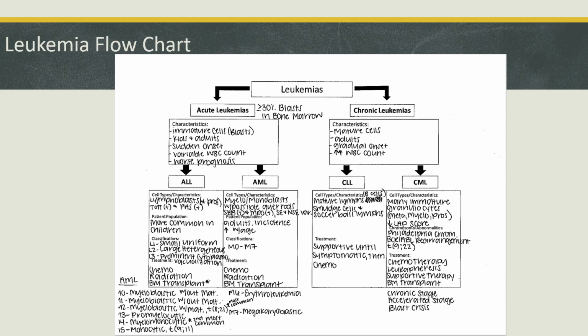Again, AML is more prevalent amongst adults, and there is an increased incidence as people age. However, children can get AML. It's more common for them, however, to get ALL.